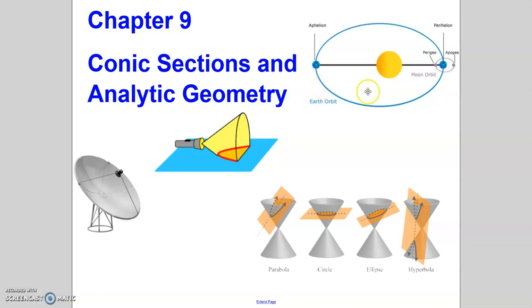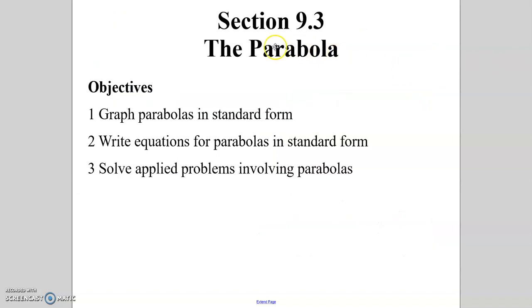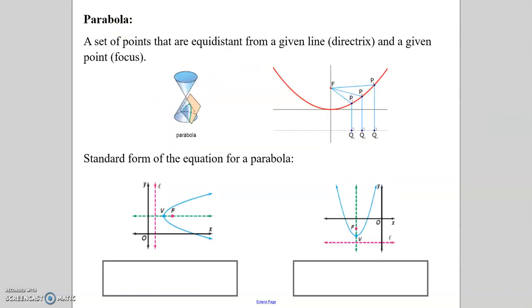Hello students, welcome back. Today we are continuing chapter 9, moving on and starting section 9.3, which will be our last section here, chapter 9. We're going to talk about the parabola. A parabola would be made if you cut a double cone like so.